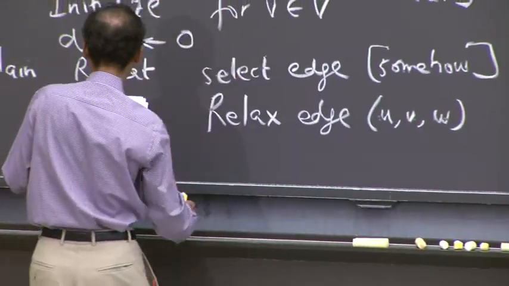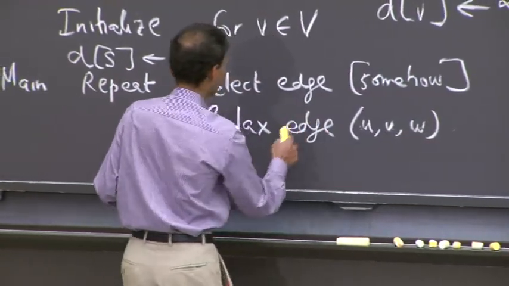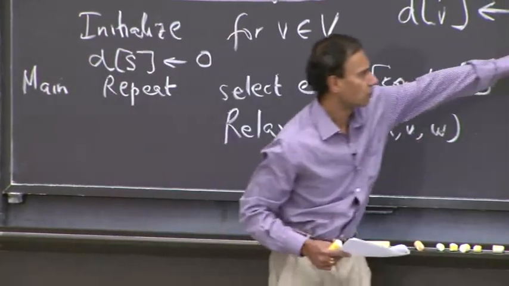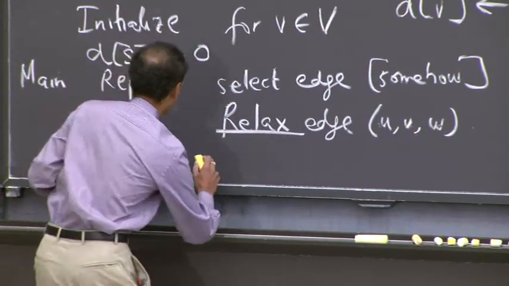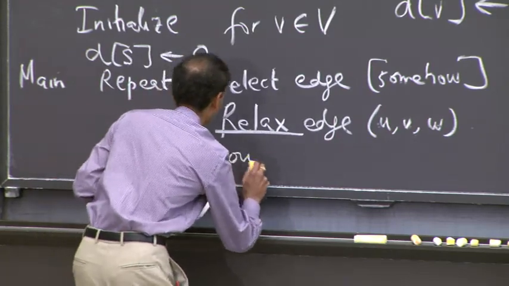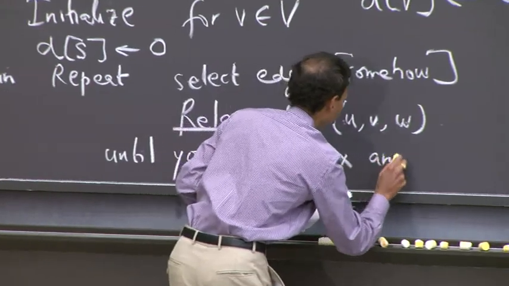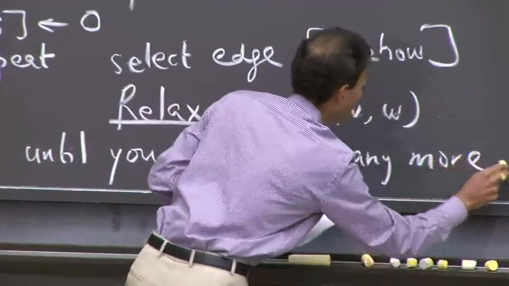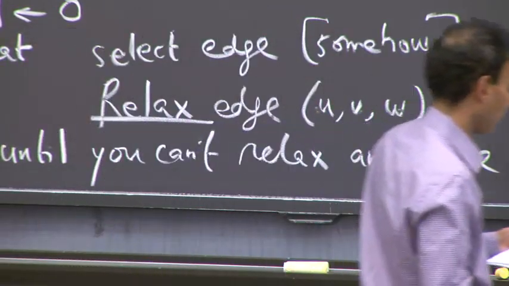And you keep doing this. The other thing that you do in the relaxation is to set the predecessor pointers to be correct, and that's part of the relax routine. And you keep doing this until you can't relax anymore. All right? So that's our generic shortest path algorithm.